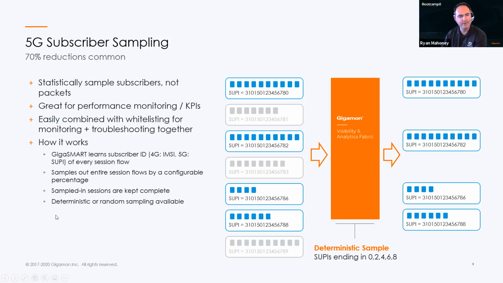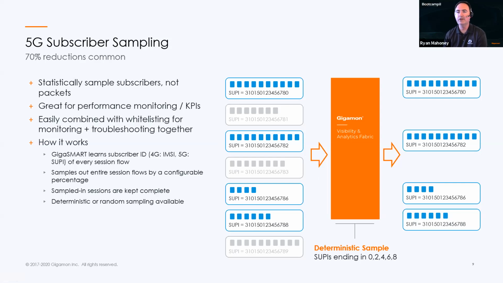We also have deterministic, which is what's depicted here. So you can do a deterministic sample where you look at the last few digits of the IMSI or the SUPI. You say, I'm going to sample based on this. So what I have depicted here is effectively a 50% sample by only picking up even numbered SUPIs or even numbered IMSIs.